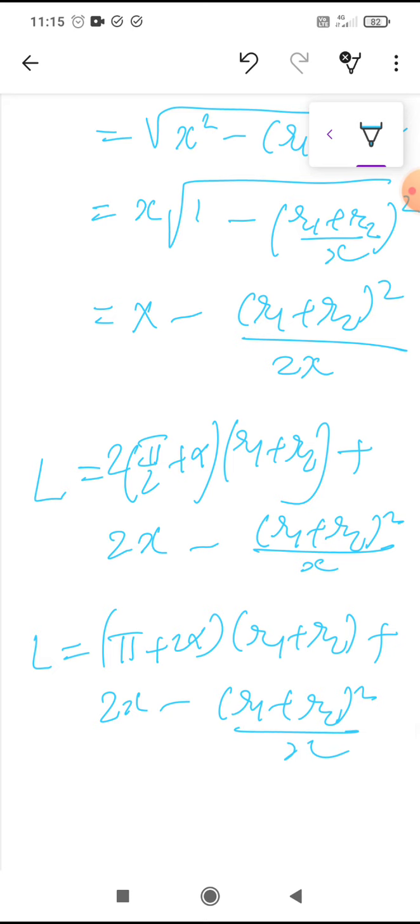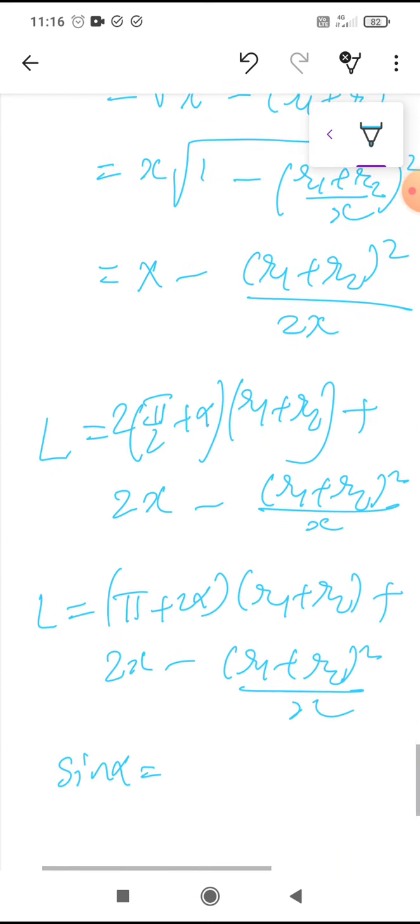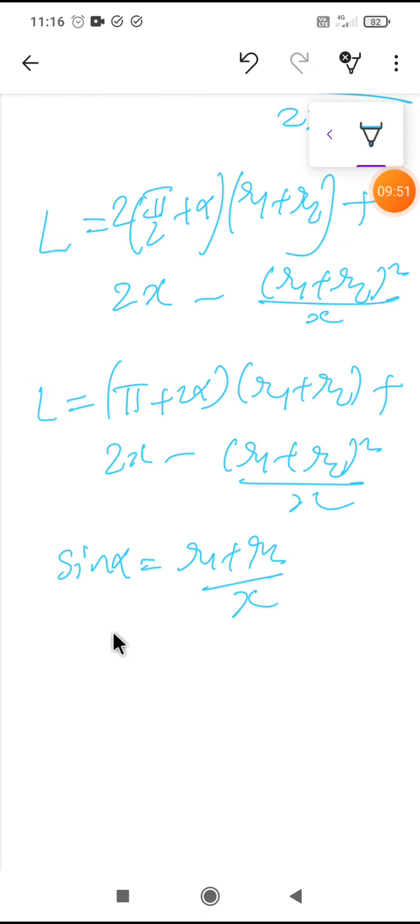Now as for sine alpha, what is the value of alpha? If we find sine alpha here, this angle is alpha. If I want to find sine alpha, it will be perpendicular, that is O1M, upon base. O1M is R1 plus R2 and this is X. So it will be R1 plus R2 divided by X. As alpha is very very small, we can say sine alpha is nothing but equal to alpha. So instead of alpha, I can write R1 plus R2 divided by X.